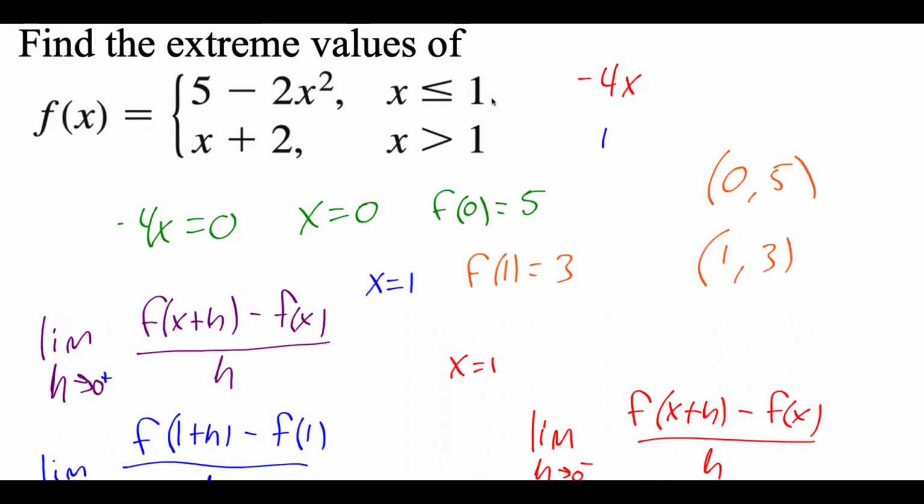We don't have to worry about the endpoints of our domain because this function is defined for all x values from negative infinity to positive infinity, so it really doesn't have any endpoints. So these are our only two critical points that we're worried about. Because this point (0, 5) has the biggest y value, it's the maximum point, and because this (1, 3) has the lowest y value, it's the minimum point.